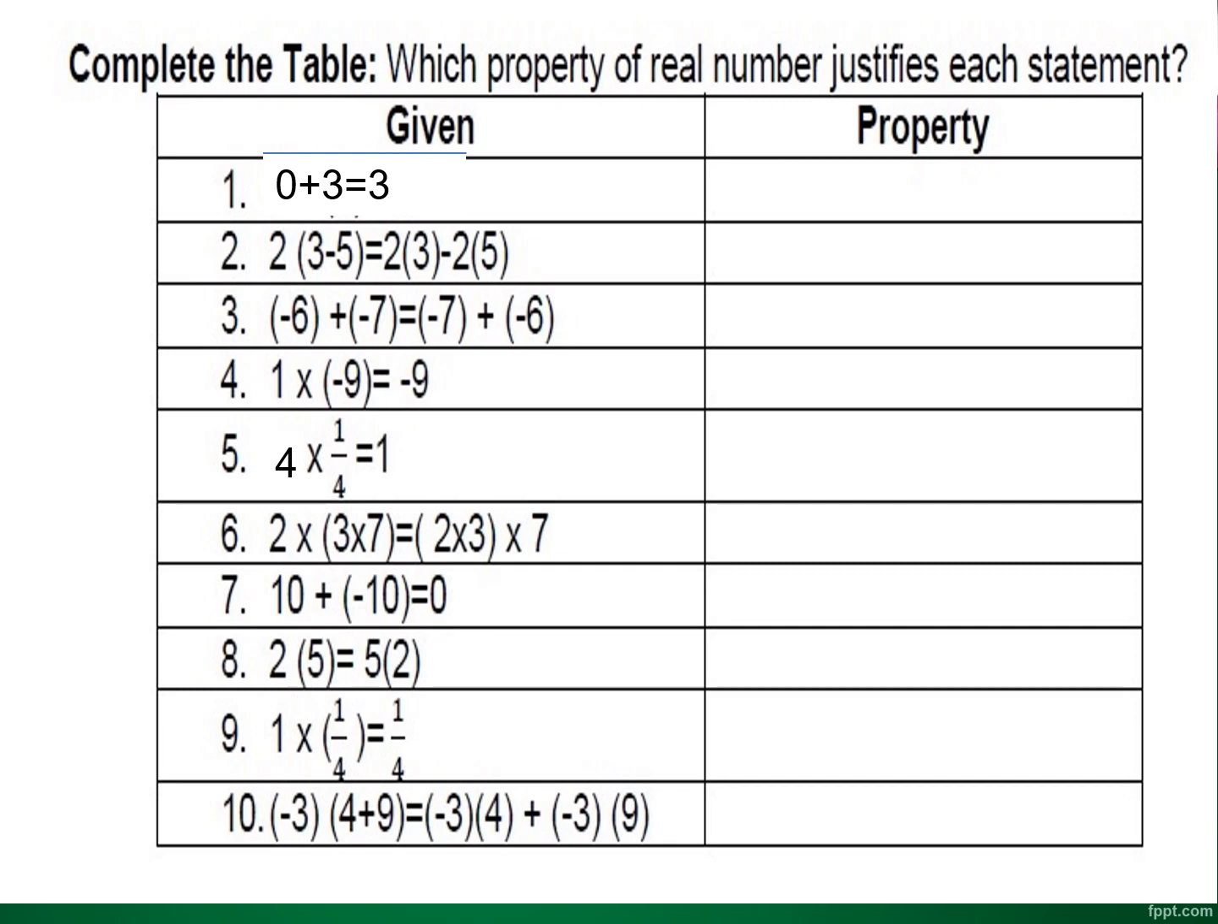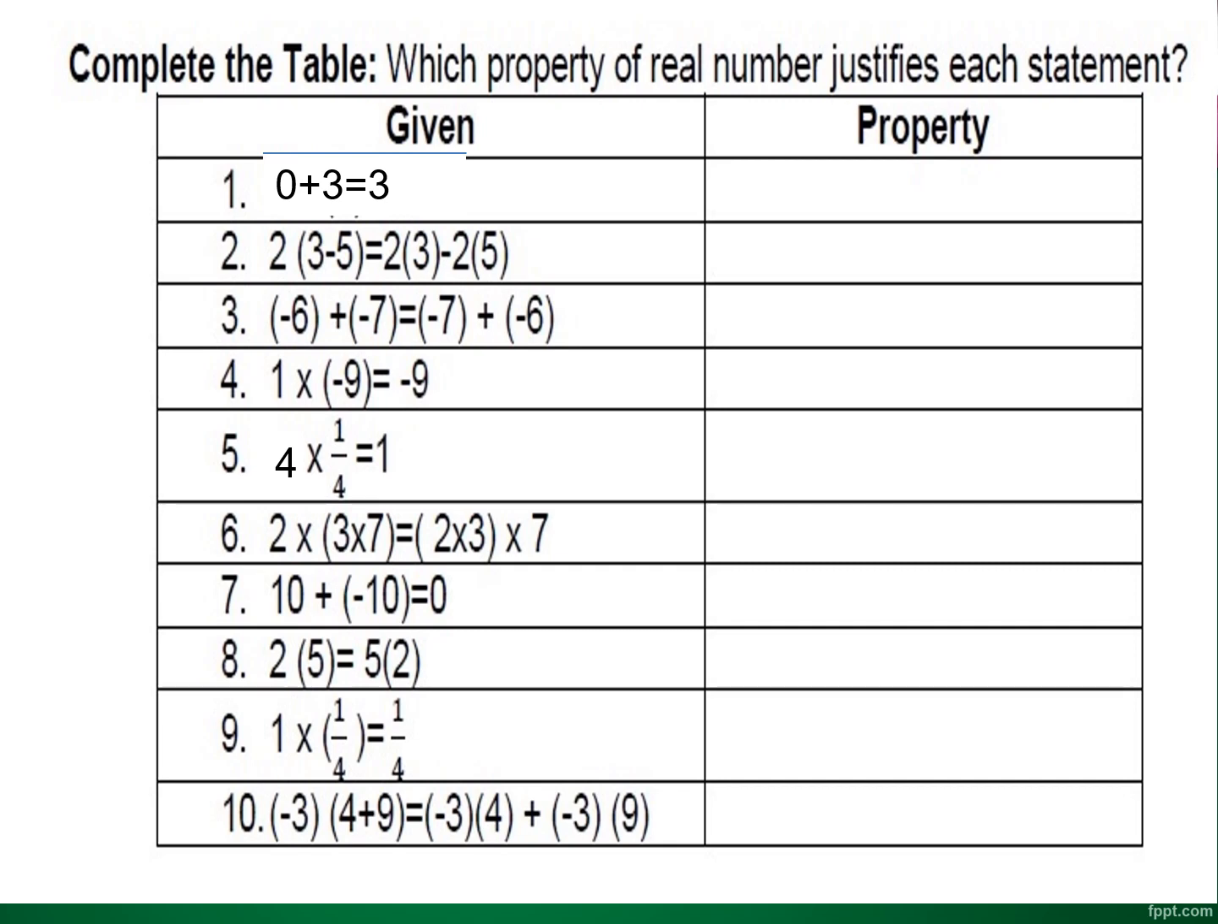How about for number 8? 2 times 5 is equals to 5 times 2. Nagpalit lang sila. So, 2 times 5 equals to 5 times 2. Anong sagot dyan? Associative ba siya, or commutative ba siya? Kasi 2 times 5, nagbago yung order. Sinasabi natin kanina, pag nagbago yung order, commutative ba siya or associative? Yes, we have commutative kasi nagpalitan ng pwesto.